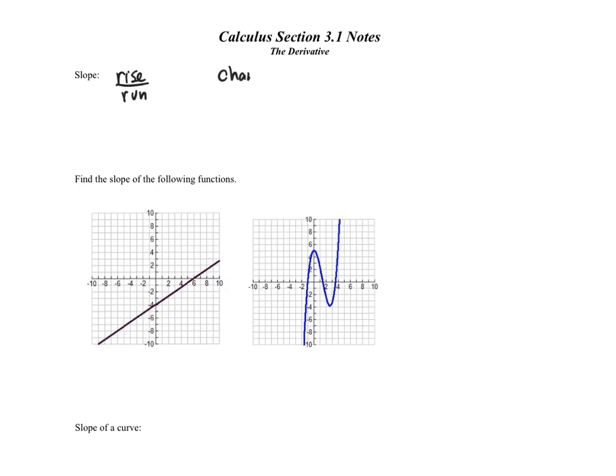It's the change in y over change in x. We reviewed this earlier this year. Remember, there are formulas for slope. We could say slope is y2 minus y1 over x2 minus x1. But that's all kind of measuring how a line rises and falls.